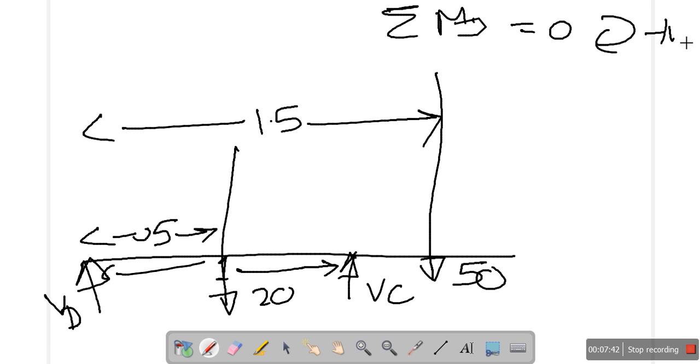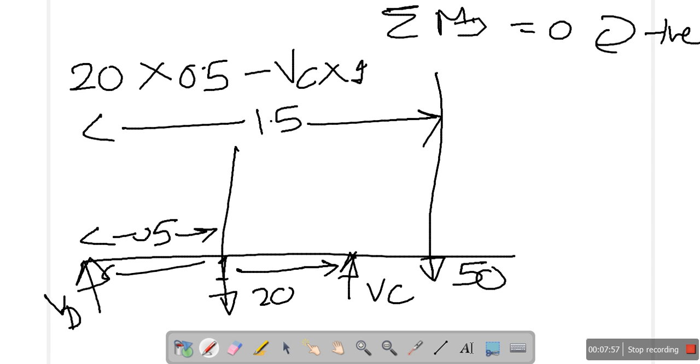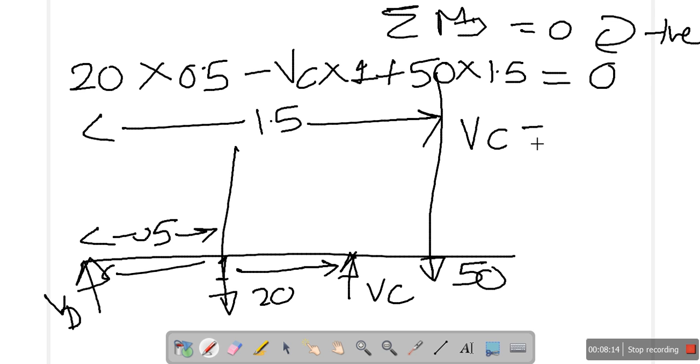With a convention of clockwise positive, what do we get here is 20 into 0.5, that is clockwise, minus Vc into 1. You can see this is anti-clockwise, and 50 into 1.5 is clockwise, is equal to 0. That gives me the value of Vc as 50 into 1.5, 75, 75 plus 10, that is 85. So Vc is 85.